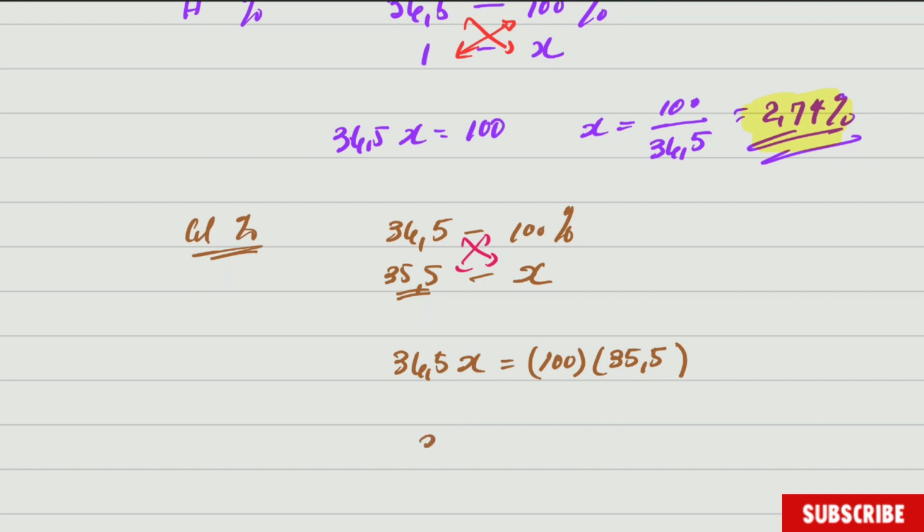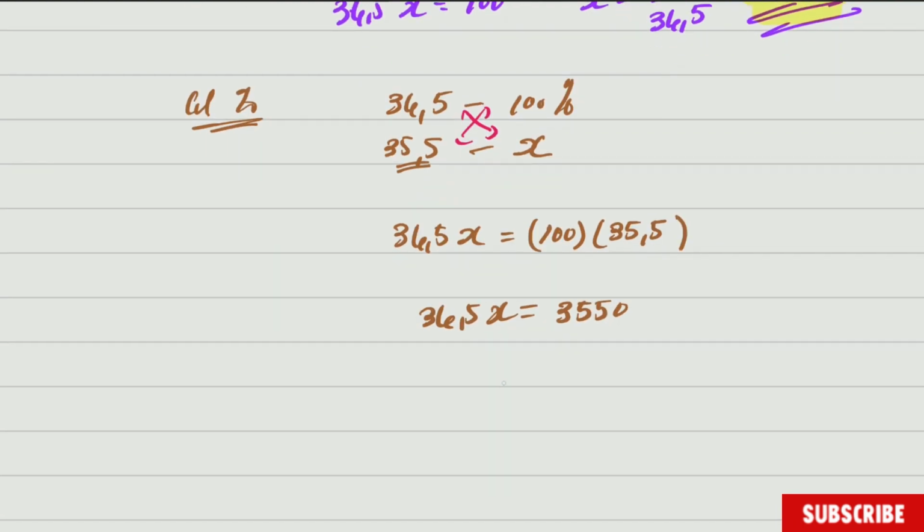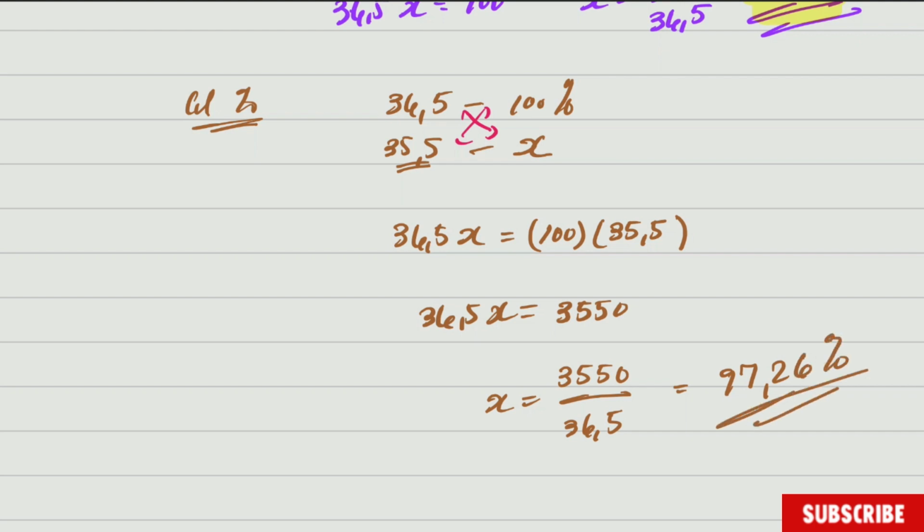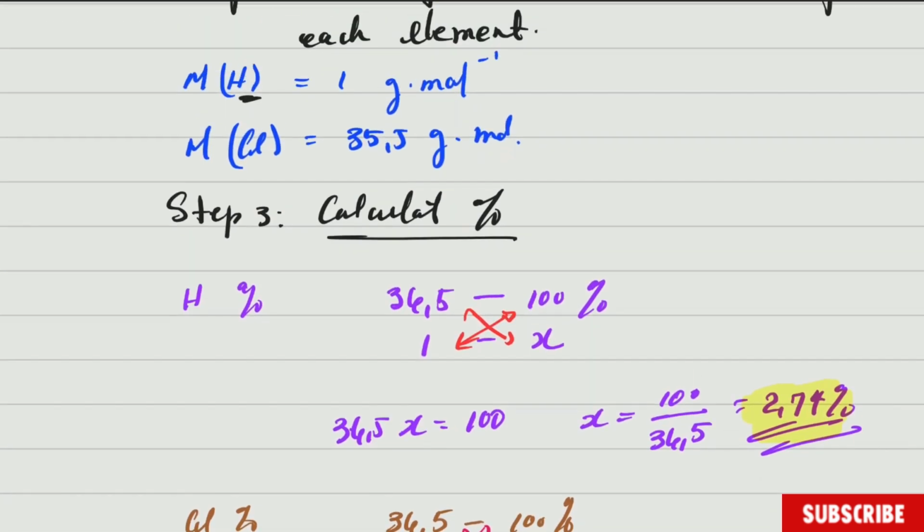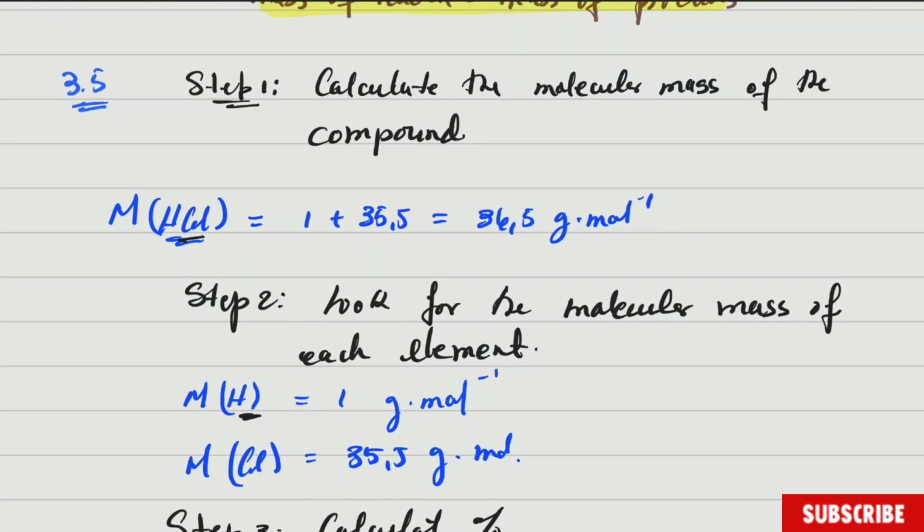So you have that 36,5x is equal to 3,550. Then x, this is simple calculation, guys. I'm doing step by step, but I don't think there is a need, but it is fine. 3,550 divided by 36,5, and then this is going to give you 97,26%. So that is the percentage of chlorine in hydrogen chloride, guys. That is the answer here. And that is the end of this question 3.5.